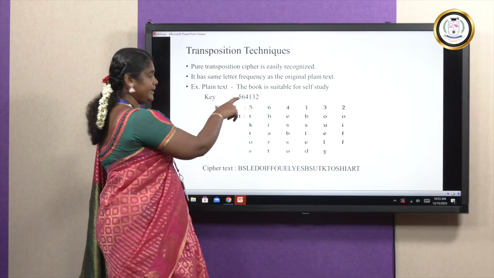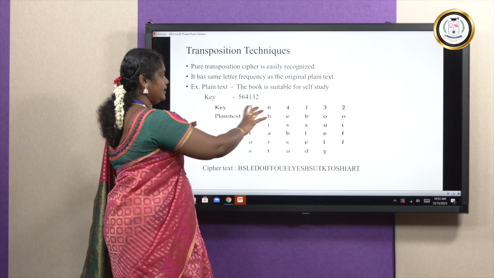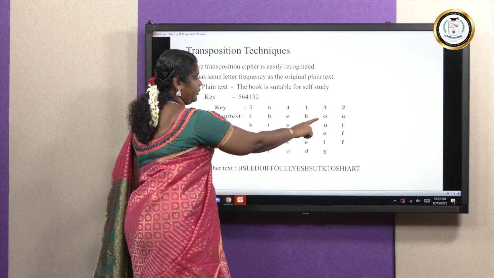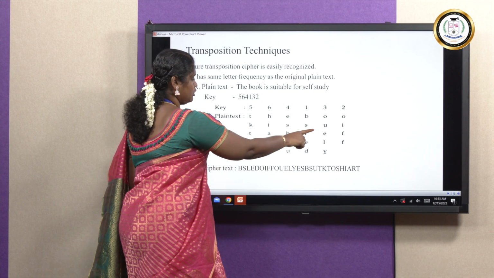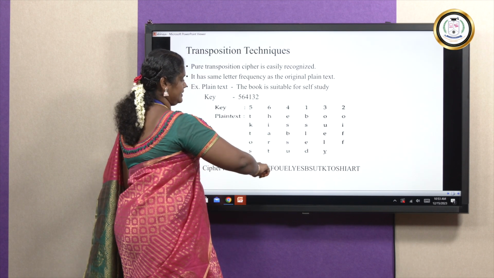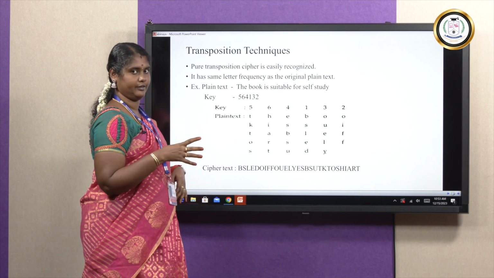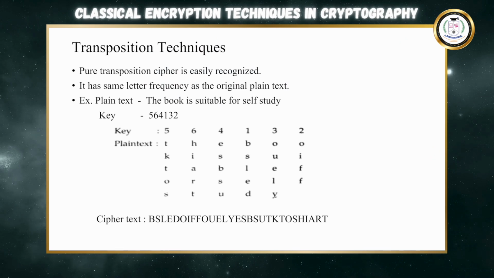The input, that is the plain text, is the book is suitable for self-study. So you need to fill it in, T-H-E-B-O-O-K, book is suitable for self-study. So you need to write it. So next, how are we going to convert it into a ciphertext? First we need to take, so what is the number here?